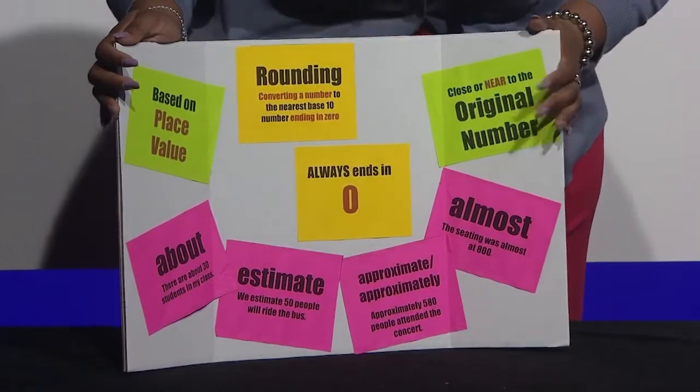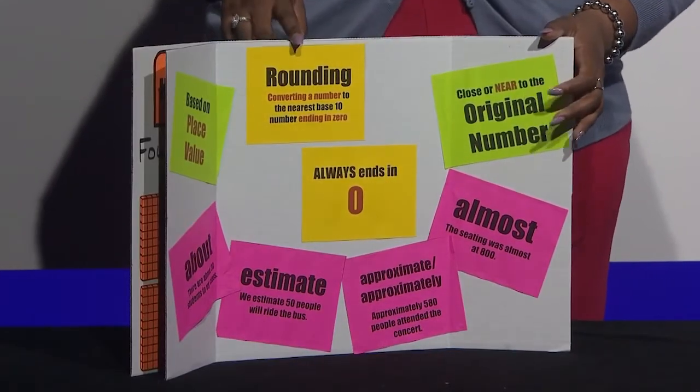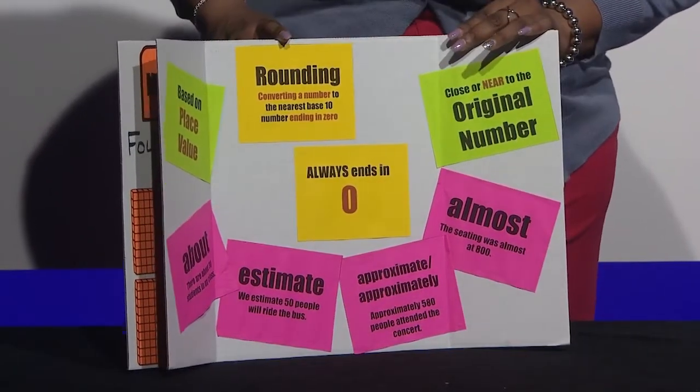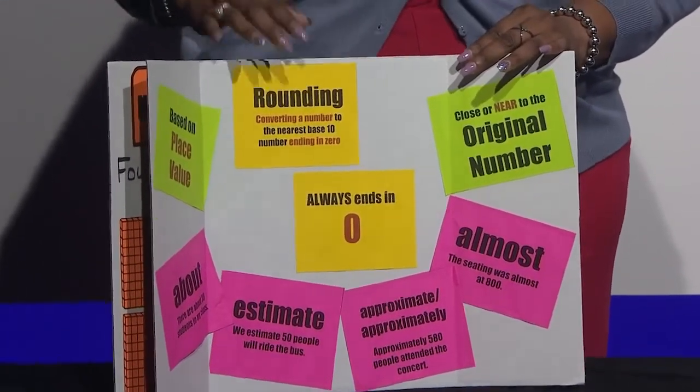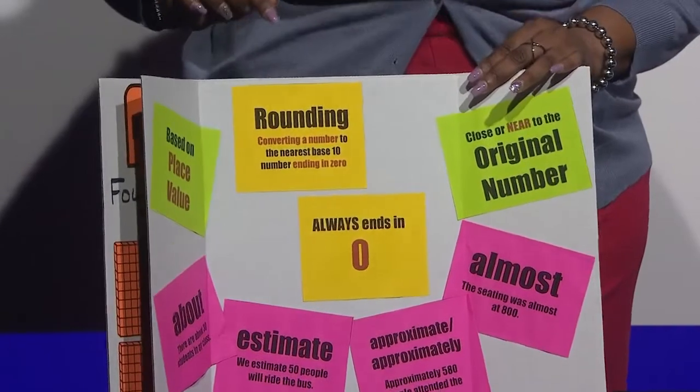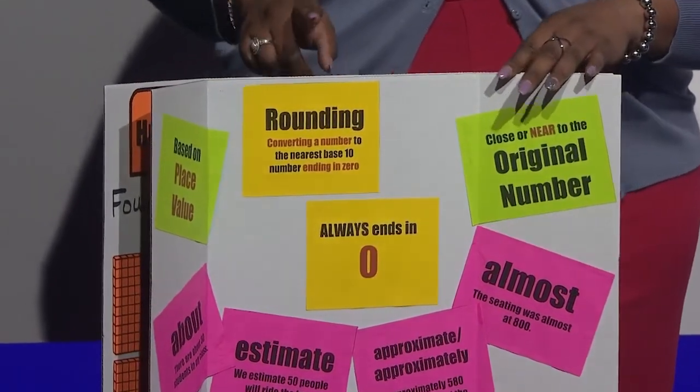Rounding. Rounding is converting a number to the nearest base 10 number ending in 0.